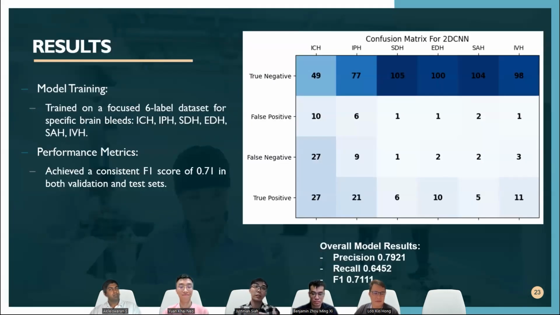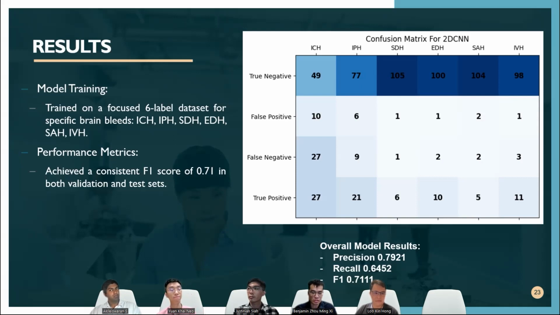Okay, so the 2D model definitely performed much better, especially when we focus it on the 6 label datasets to identify specific brain bleeds. Shown in the confusion matrix, the model seems to be quite conservative, incurring more false negatives than false positives. But this generally provides a high recall, which is still useful given that the current CT scan screening process still involves a human eye to verify the results.